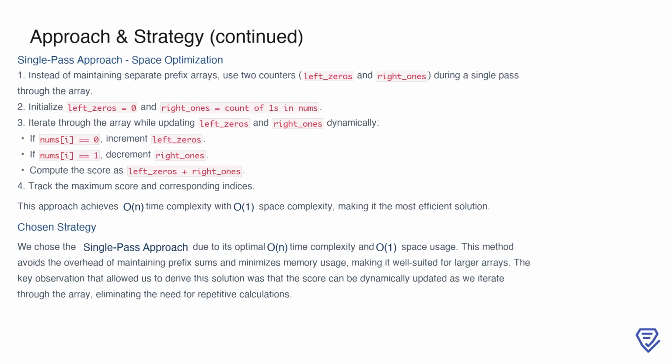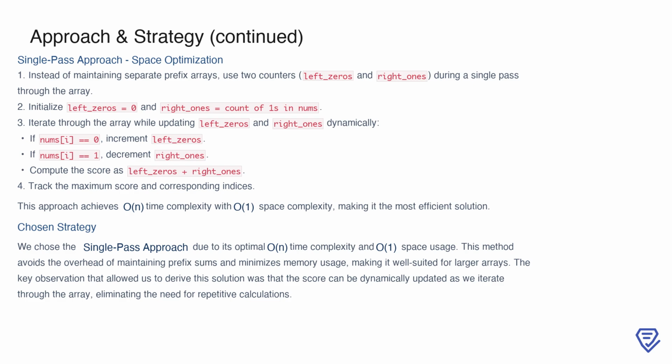To further optimize, we can eliminate the need for prefix arrays by using a single pass approach with two counters. Here, we dynamically track the count of zeros in the left part and ones in the right part as we iterate through the array. We start by initializing the left 0 count to 0 and the right 1 count to the total number of ones in the array. As we process each element, we update these counters based on whether the current element is a 0 or a 1, and compute the score for the current division index.